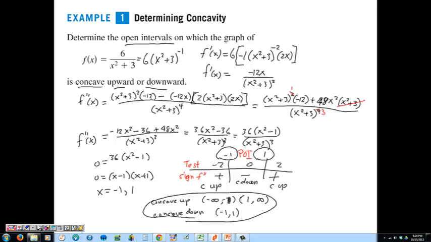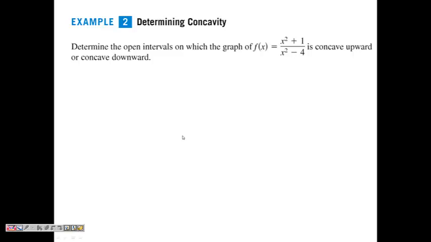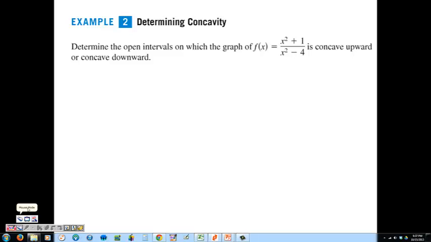Alright, next example. Let's try this one. Remember, we'll have to get the second derivative, so we'll start with the first derivative. This one's not going to be as much fun, I don't think. The denominator times the derivative of the numerator minus the numerator times the derivative of the denominator, all over the denominator squared.